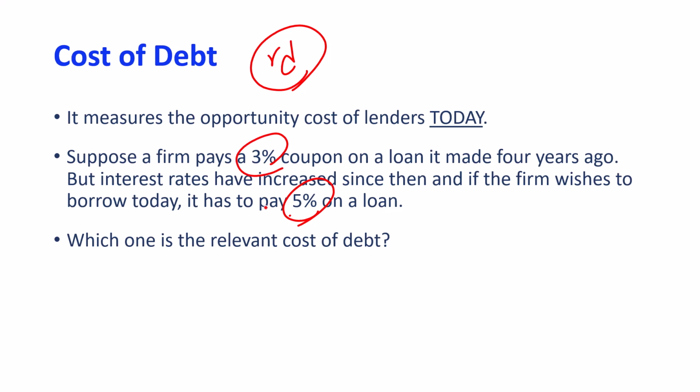As we talked about before, we always focus on the marginal cost of borrowing, or how much it costs you to borrow money today. What it cost you to borrow in the past is irrelevant for our estimation. This is the cost of borrowing 5 years ago, 4 years ago. What we want to know is how much it costs us to borrow money today. What is the opportunity cost of lenders today?